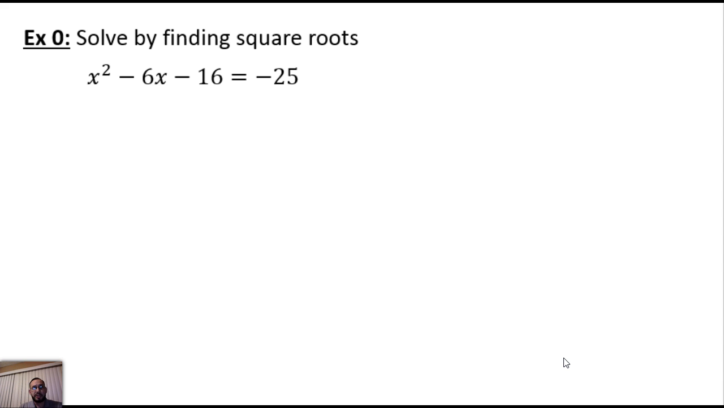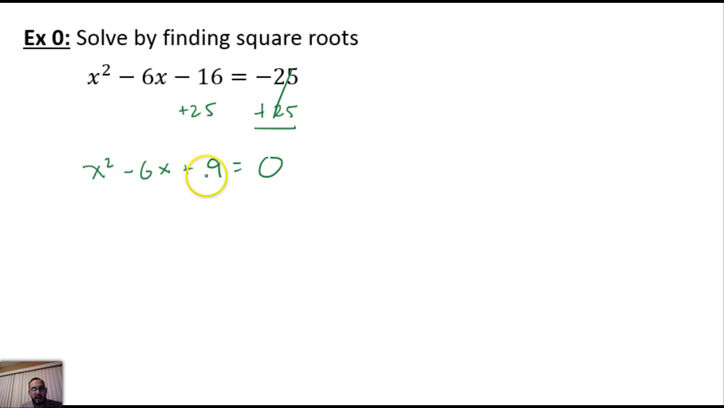So let's start with example 0. Two lessons ago we solved by finding the square root, and I'm asking you to do the exact same thing. Let's solve by finding the square root. Again, I would pause at this moment, write this example down, and then solve it with me. I'm going to add 25 to both sides. By doing so, I get rid of this term and set this equation equal to 0. Remember, if we want to find roots, we have to set it equal to 0. So if I add this, I'm left with 9.